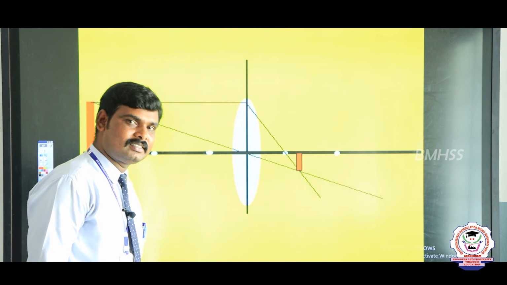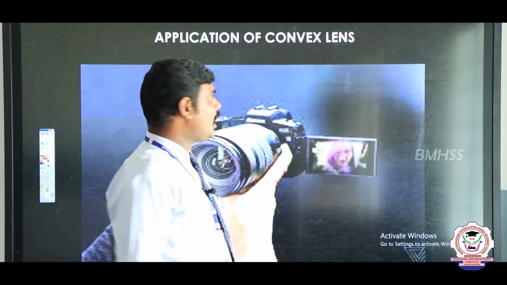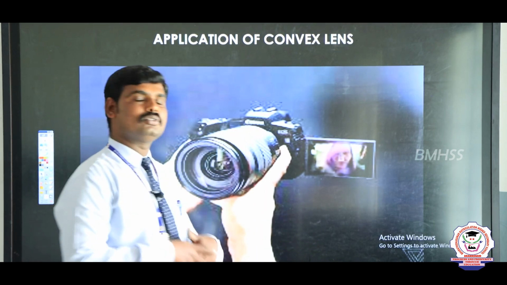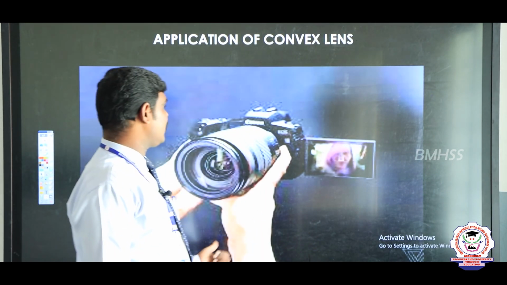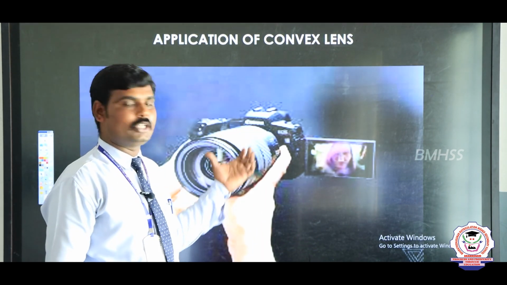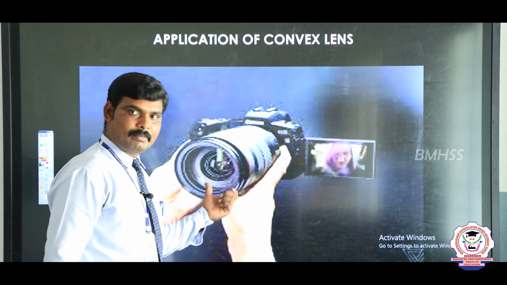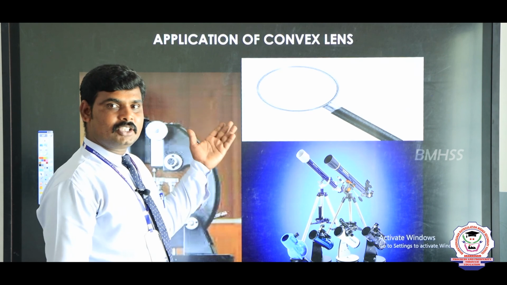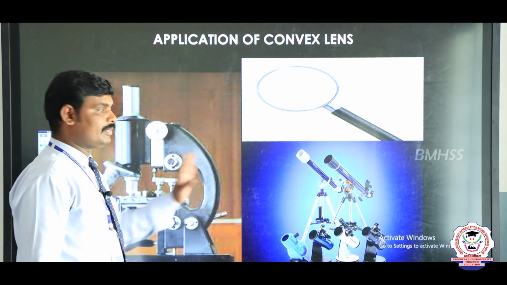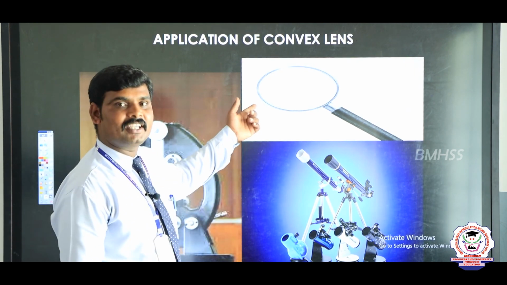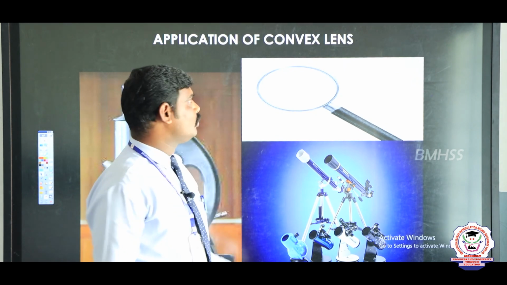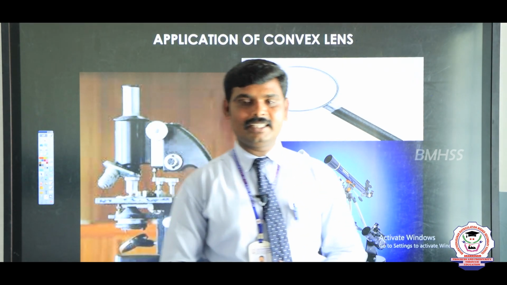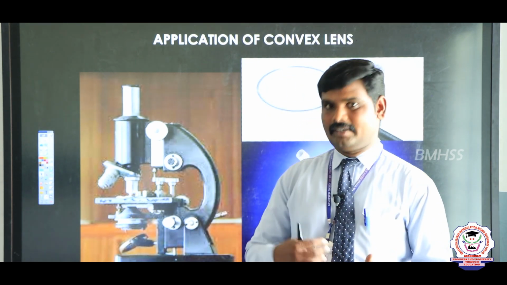Okay my dears, applications of the convex lens. Here we have so many applications. The first application: this convex lens is used in cameras. Then the convex lens is used in the microscope, then the telescope, then the magnifying lens. So the lens is very, very important in our daily life. Yes, it is essential in our daily life.